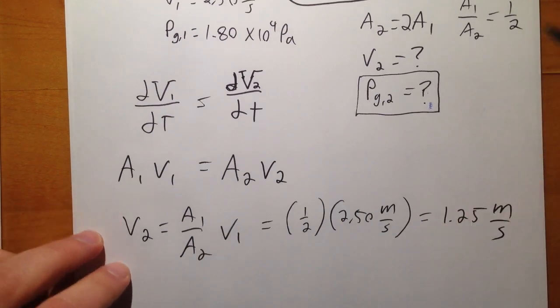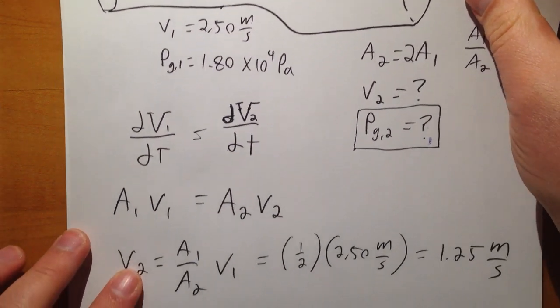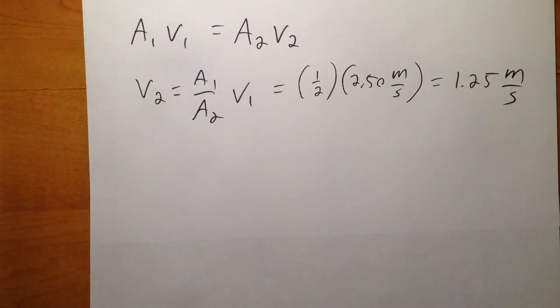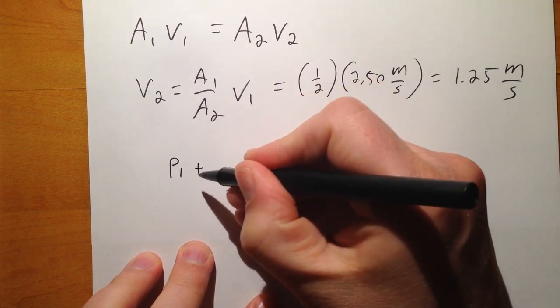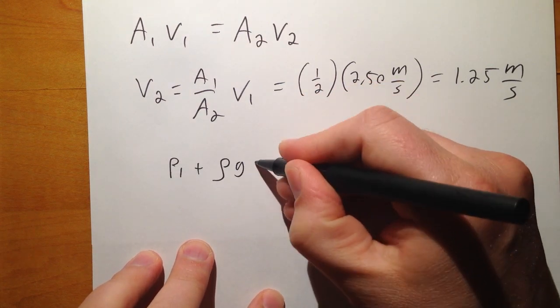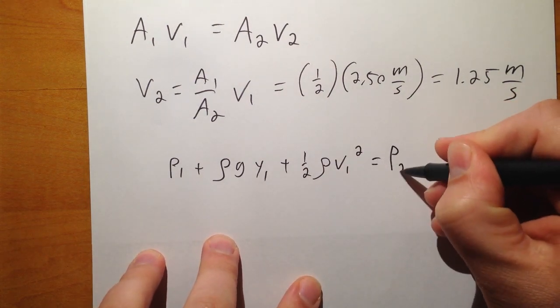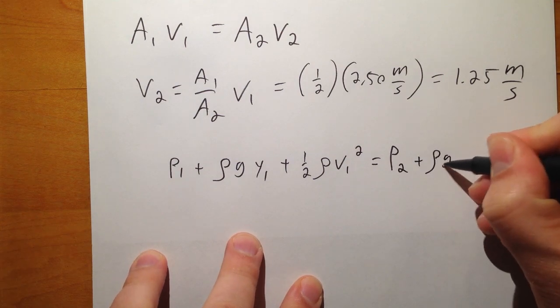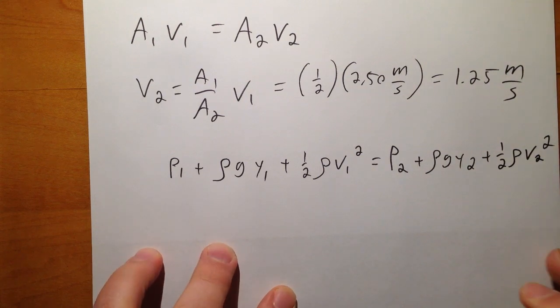So I now know the velocity at point 2, and I know that means the kinetic energy is smaller now. So this tells me I should use Bernoulli's equation. That's the next big concept. Anytime you have a flowing liquid, we almost always use Bernoulli's equation to solve the problem. So Bernoulli's equation we can write down from our equation sheet. Okay, so this is Bernoulli's equation.